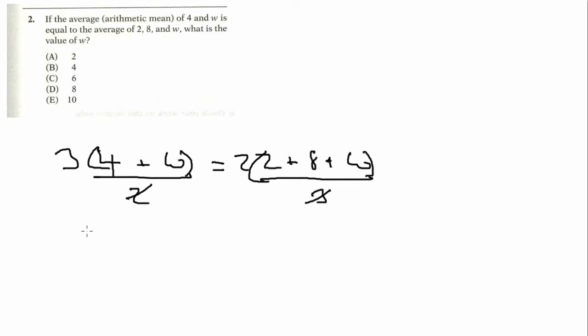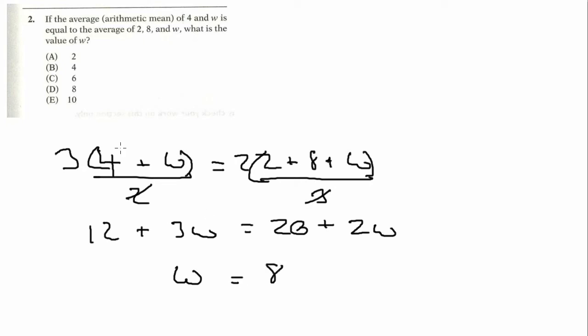So we have 3 times 4 is 12 plus 3w equals 2 times 2 is 4 plus 2 times 8 is 16. So that will be 20 because we have 4 plus 16 plus 2w. Okay, so we want to put the w's all on one side. 3w minus 2w is just w, and then 20 minus 12 is 8, which means our answer here is 8.